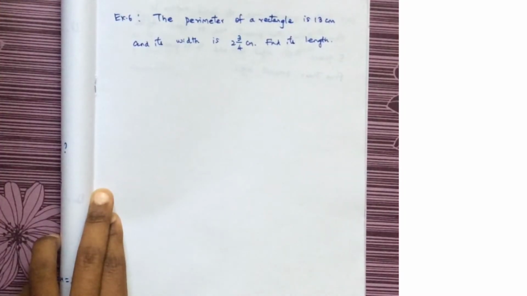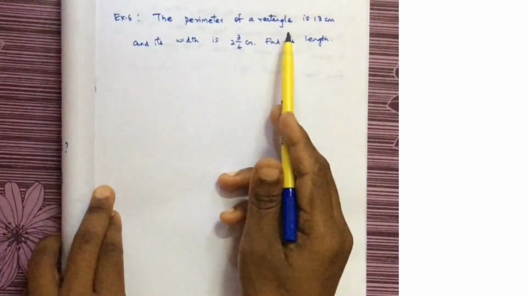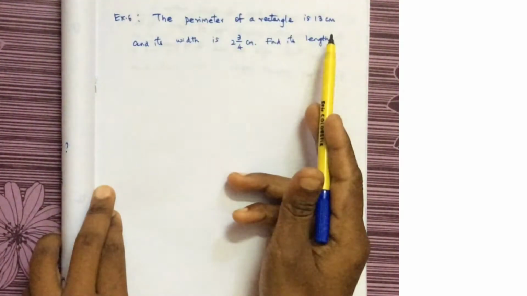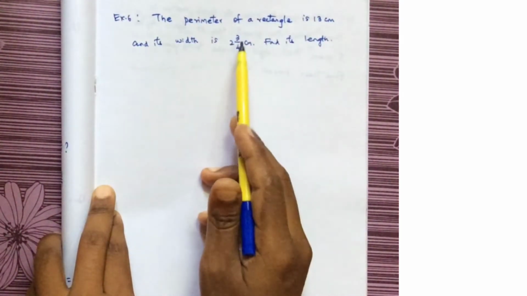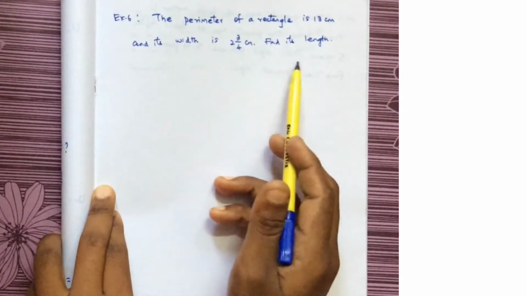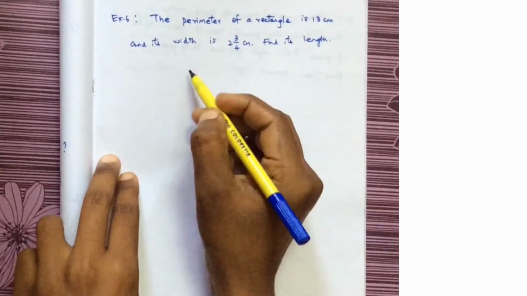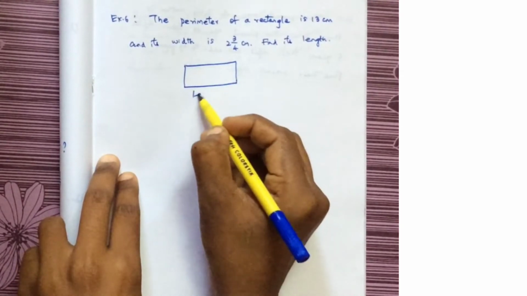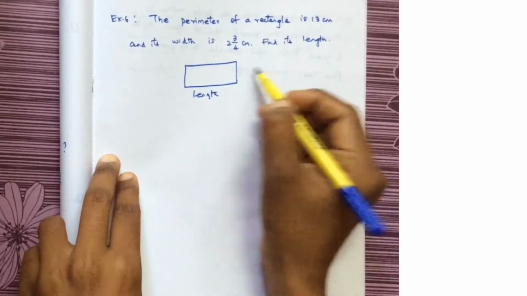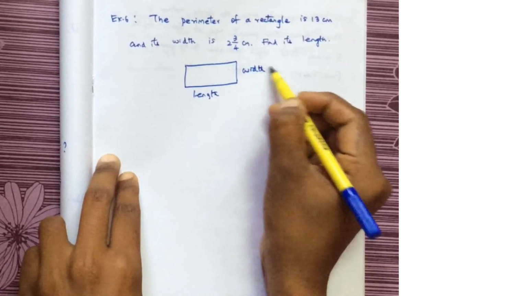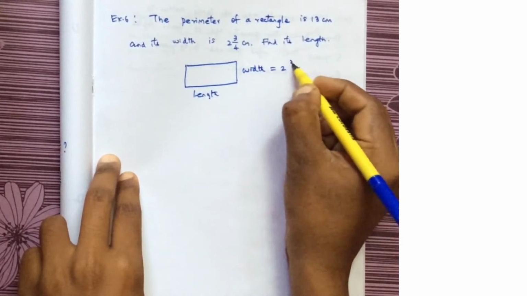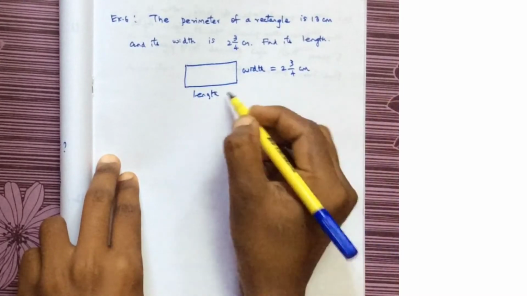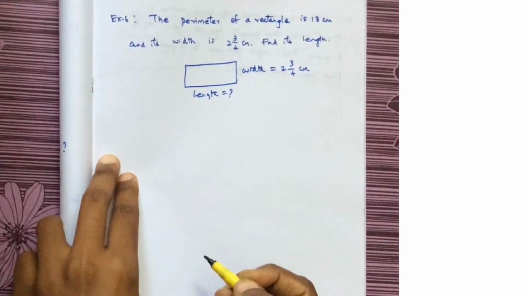The next problem: the perimeter of a rectangle is 13 centimeter and its width is 2 3 by 4 centimeter. Find its length. So I am drawing a rectangle. Length, this is width. Width is given as 2 3 by 4 centimeter. You have to find the length of it.